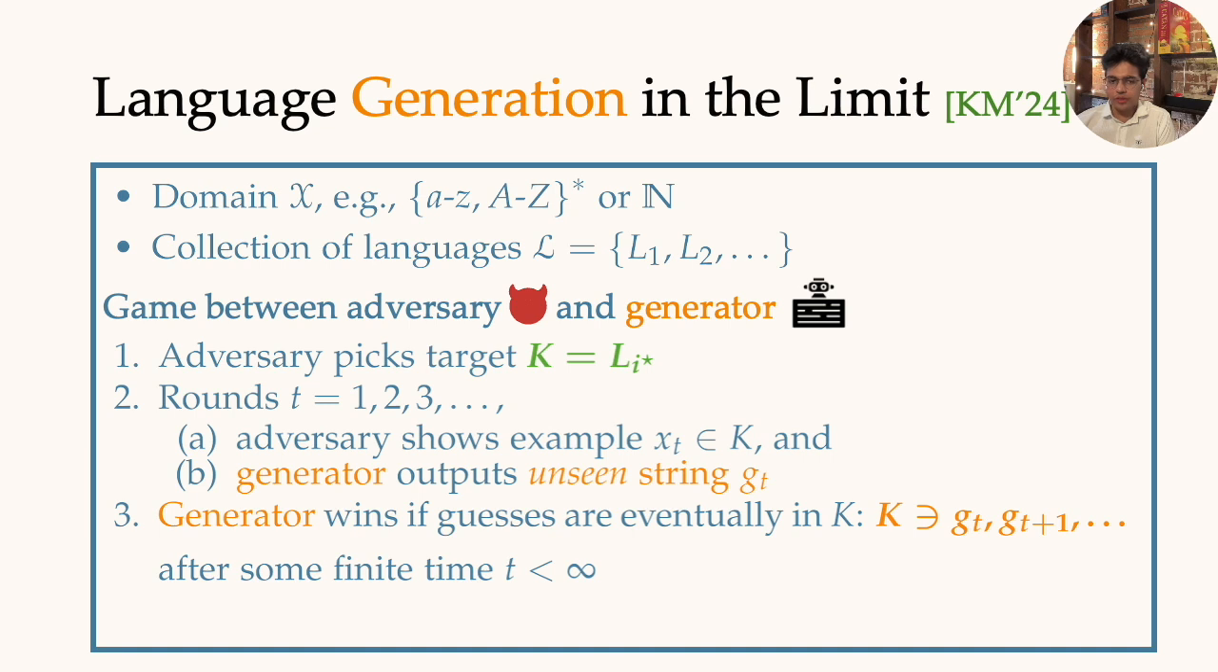This model of language generation makes a slight twist on the identification model. However, the surprising result of Kleinberg and Mullainathan was that this small shift leads to a dramatic difference in the characterization. In the generation model, all countable collections of languages become identifiable.